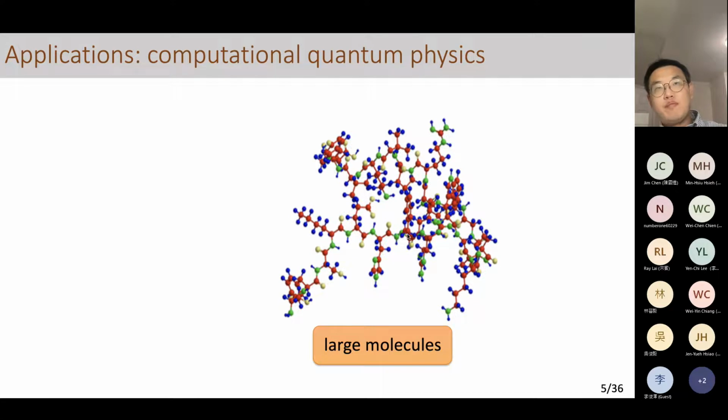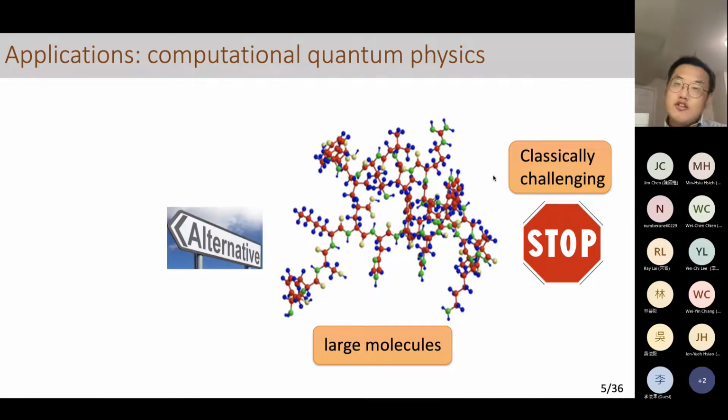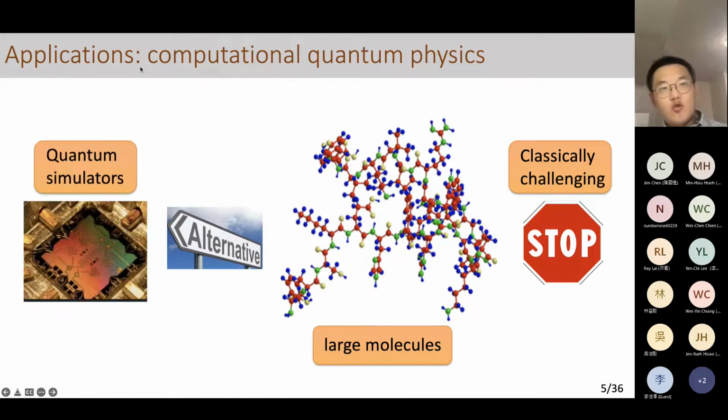And also their behavior obeys quantum mechanics, which means that they have some uncertainty property, which makes the classical simulation even harder. So even with the help of the most powerful supercomputers, people can still only simulate molecules with up to a few hundred atoms. So here, the quantum simulators can provide an alternative way to do that. It's because in these quantum simulators, all these particles, all these elements, obey quantum mechanics. So it's more natural to use quantum simulators to simulate this quantum behavior.